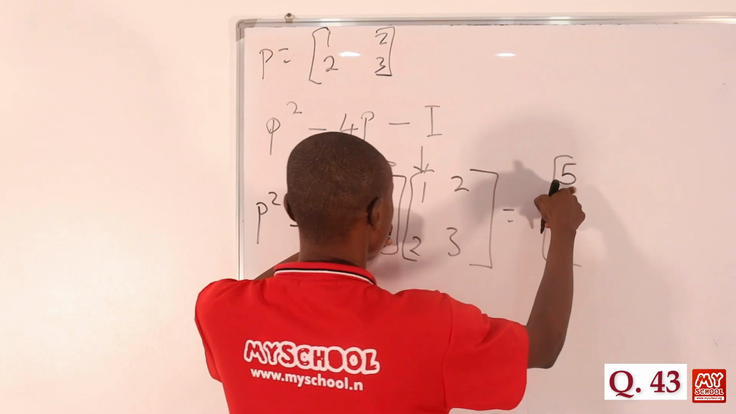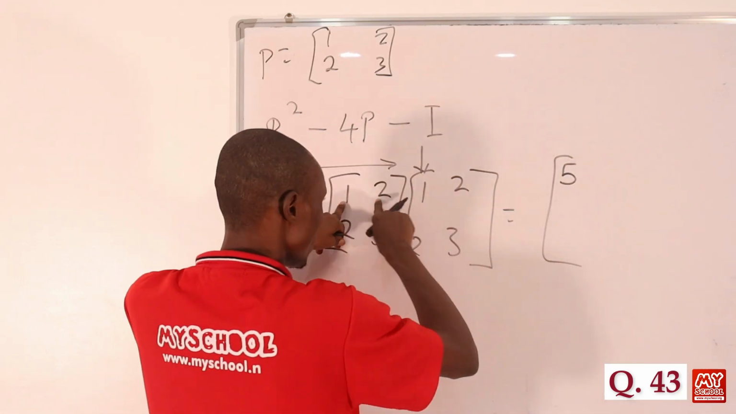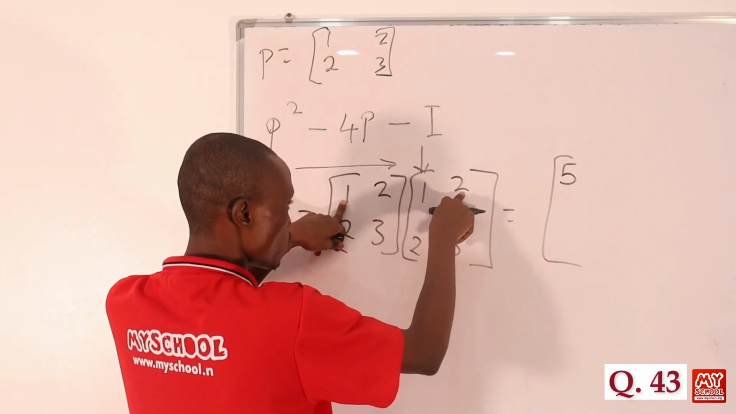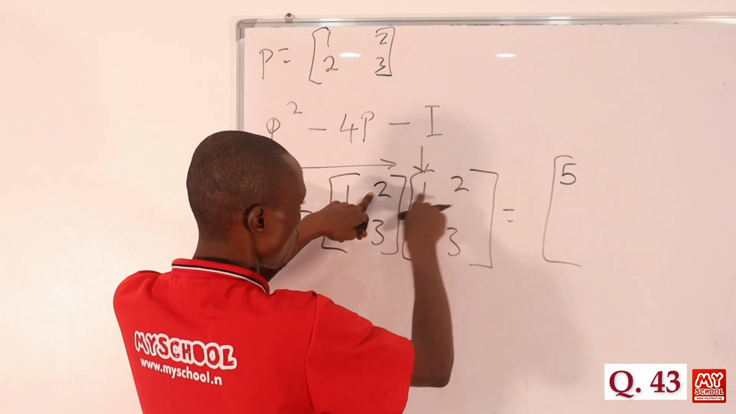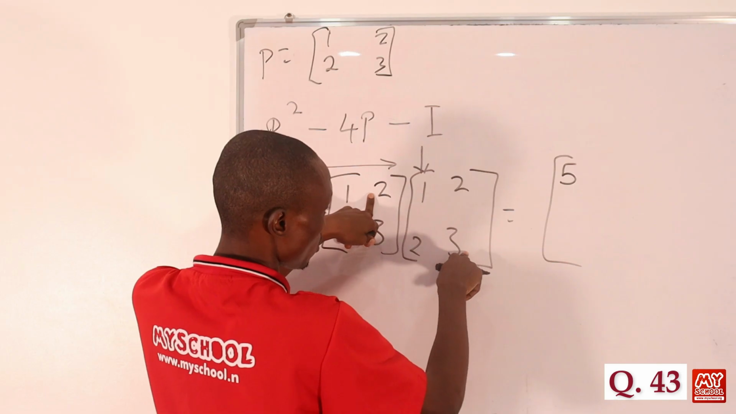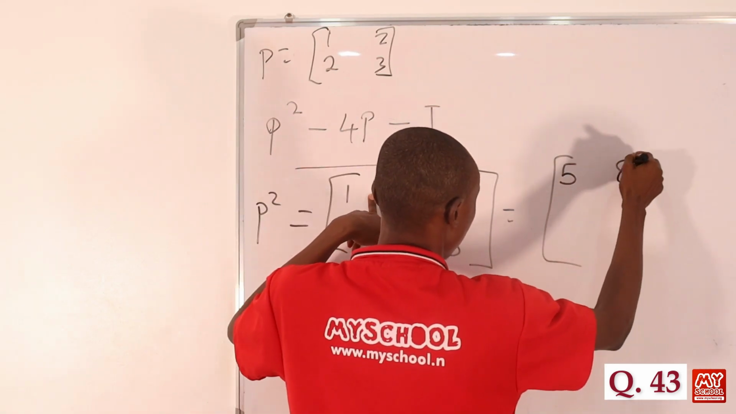So the first element here will be equal to 5. Then we can also look for the second element by multiplying this row and this column. So you'll be having 1 times 2, that will be equal to 2, plus 2 times 3, that will be equal to 6, right? So 2 plus 6, that will be equal to 8. So here we have 8.